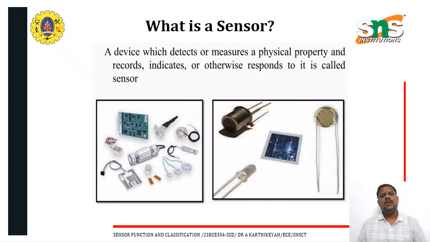So mainly, what is a sensor? The sensor is a device. It will simply detect physical properties. So what are the physical properties? It may be indications, or values, or temperature, or pressure, or water flow, whatever it may be. It will detect the physical property or physical phenomena. It is called a sensor. It will sense and it will do the process. That is called a sensor mainly.